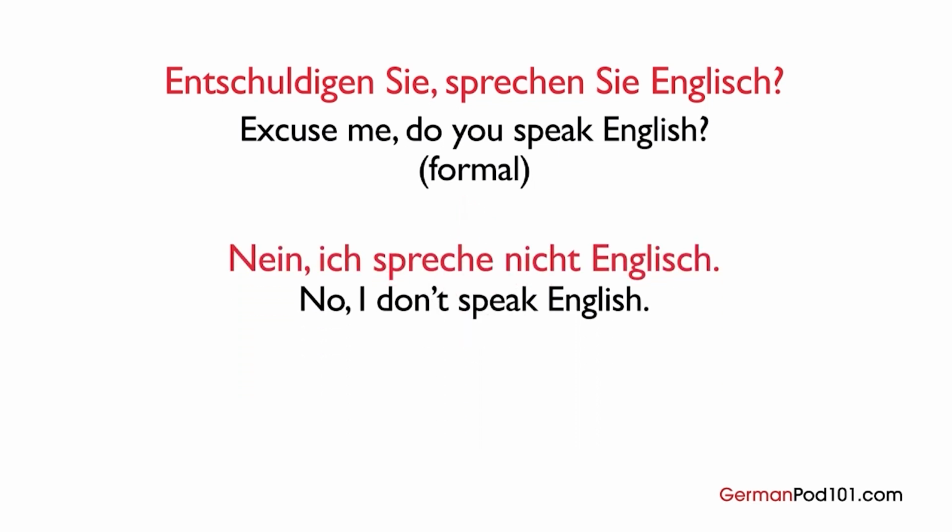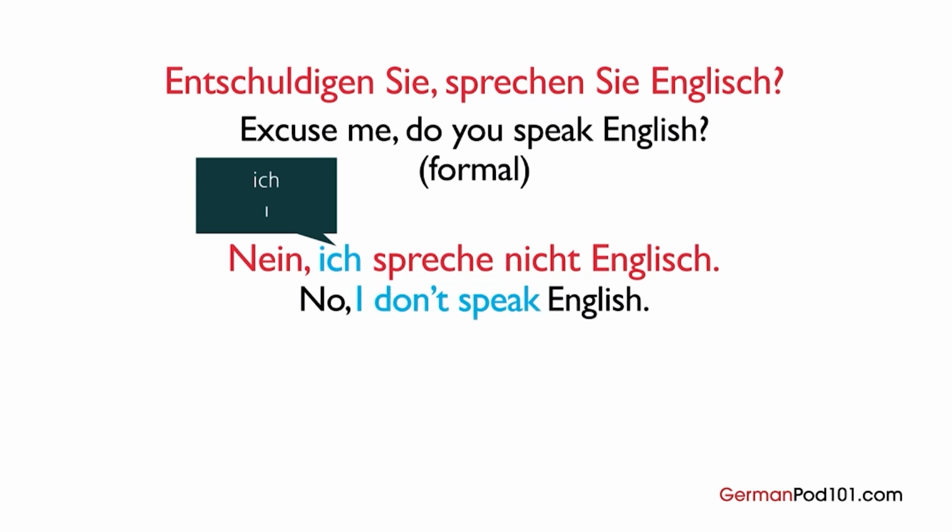Since this last one is a negative statement, we need to say nicht after the verb sprechen. Notice also that the verb spreche is slightly different than sprechen. Remember, the verb changes depending on the pronoun used. We are now talking about ich, German for I. Thus, I do not speak is ich spreche nicht.